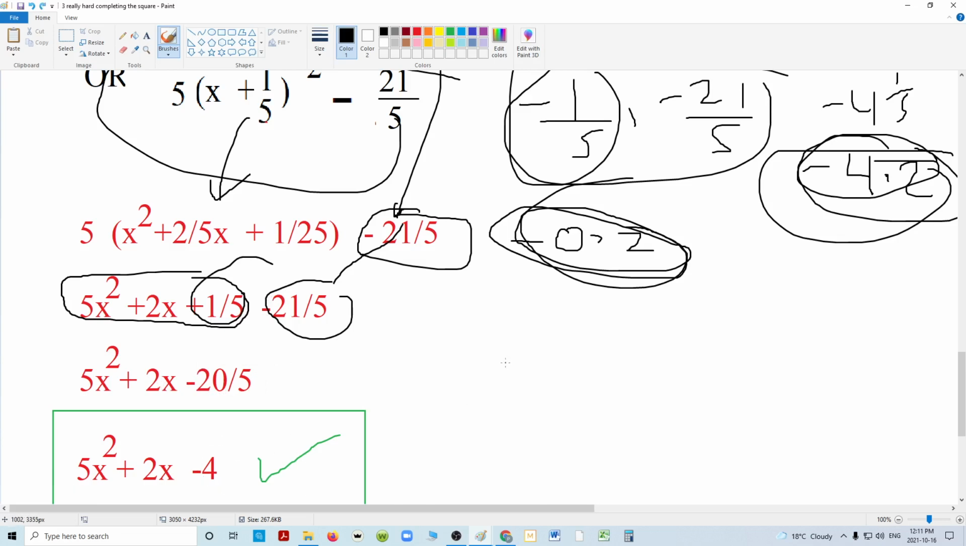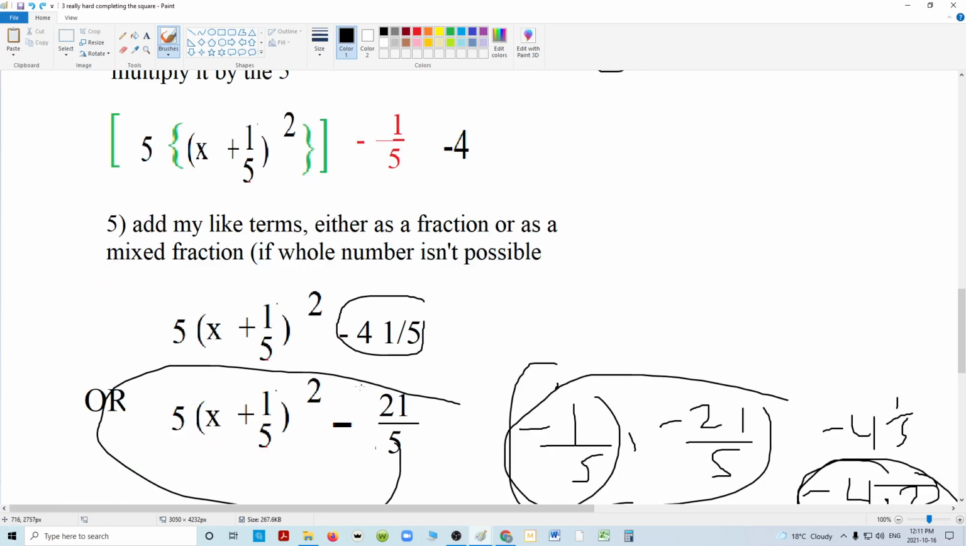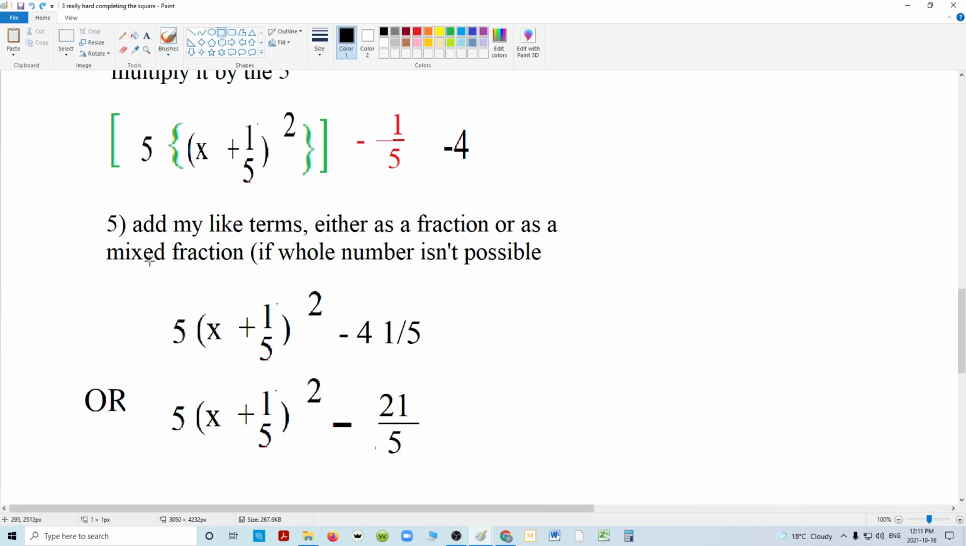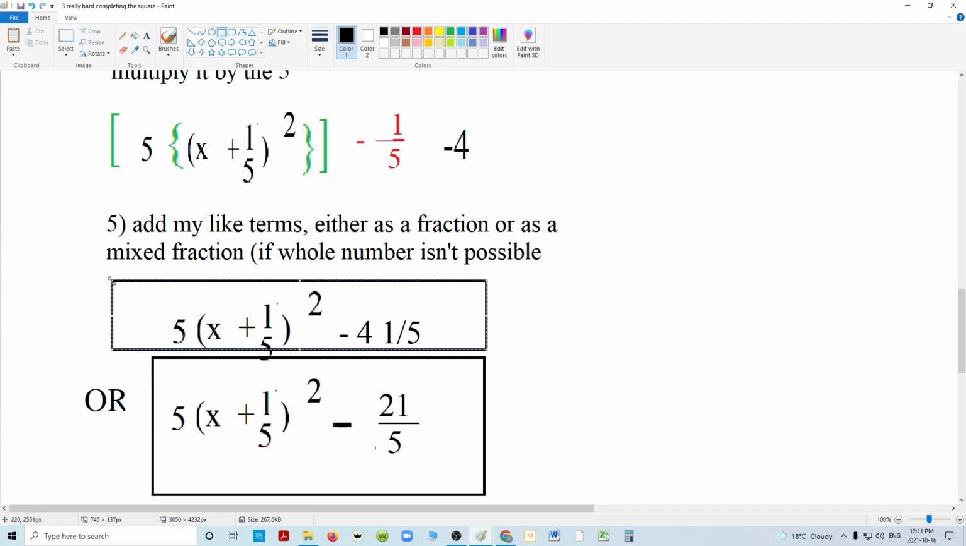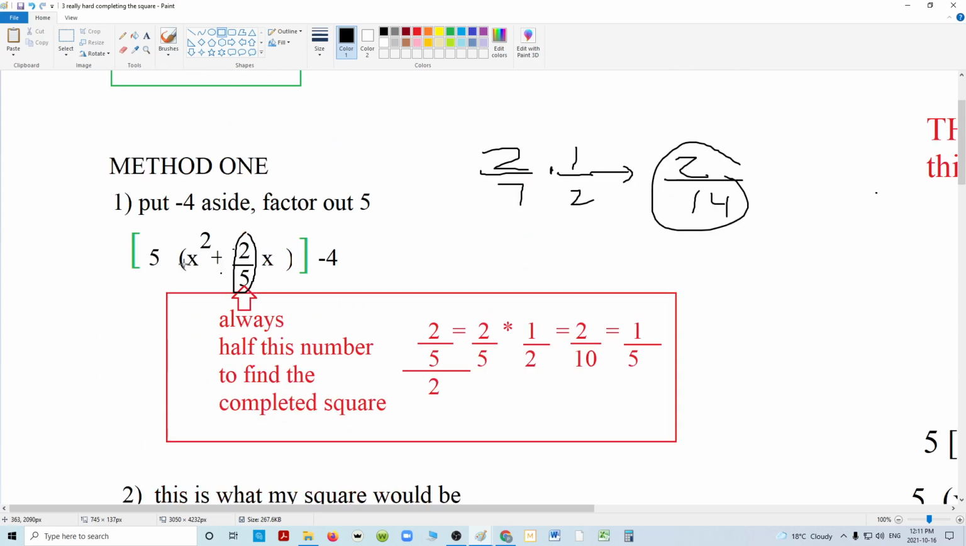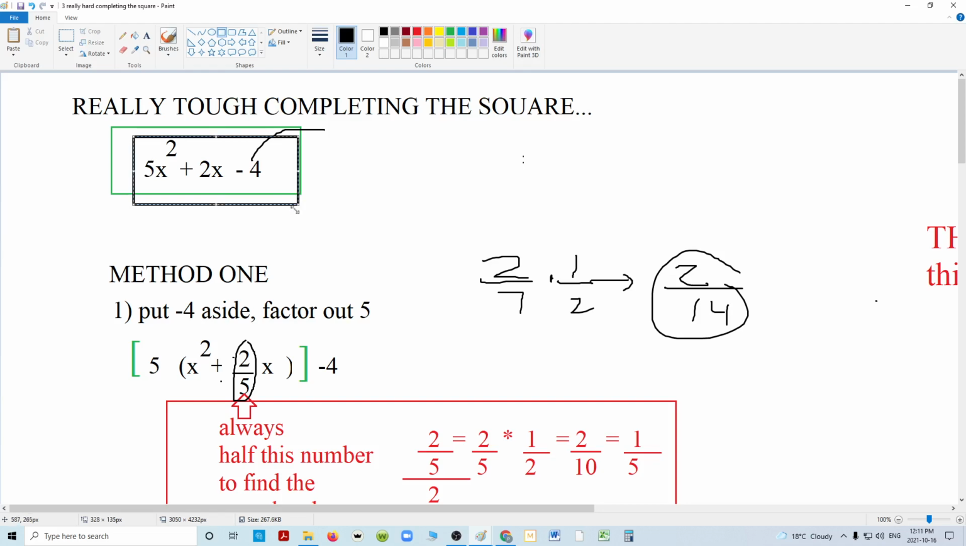So if you want to see if you got the right completion of the square, if you're doing it right, or if you're learning it right, whatever you ended up with here or here, if you expand it, you should get what you started with. That's how you know if you completed the square properly.